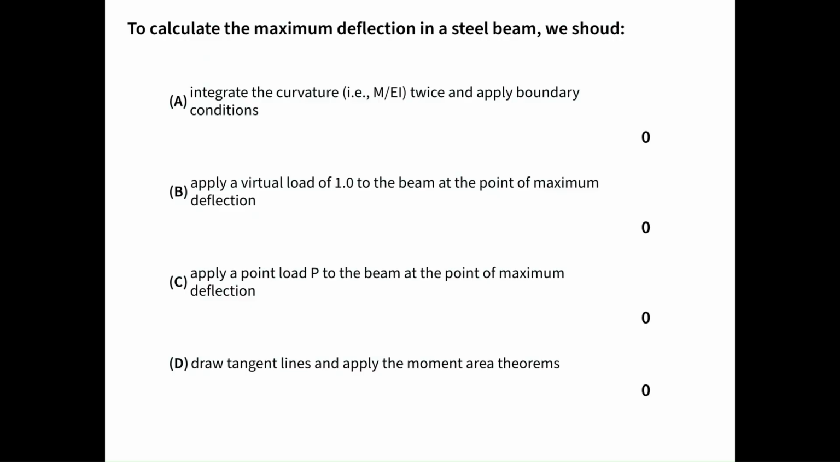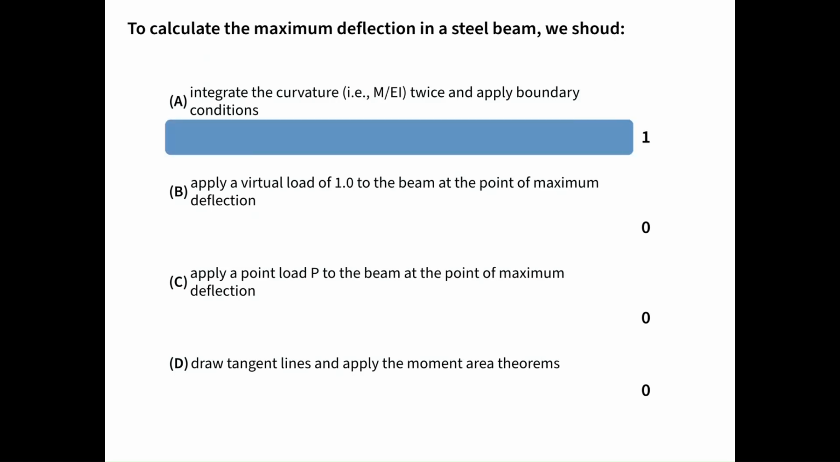of this steel beam, would you integrate the curvature twice and apply boundary conditions? Would you apply a virtual load of 1 to the beam at the point of maximum deflection? Would you apply a point load P to the point of maximum deflection, perhaps apply Castigliano's theorem? Or would you draw tangent lines and apply the moment area theorems? I don't even know if you learn moment area theorems in CE 2033 anymore.